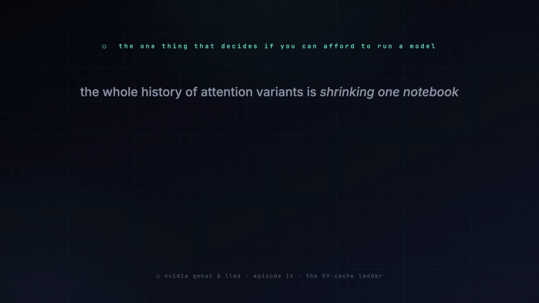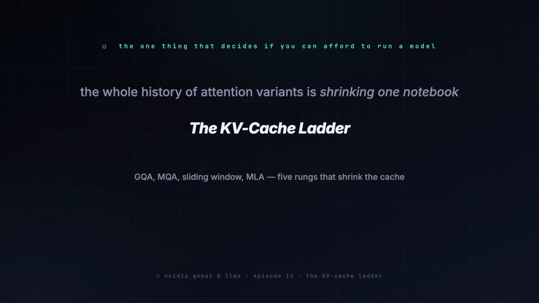Last episode, we swapped GPT-2 into a modern decoder, and I kept saying one swap matters more than the rest: grouped query attention, because the KV cache shrinks. Now I owe you that story in full. Because the KV cache is the single thing that decides whether you can afford to run a model, and there is a whole ladder of tricks to shrink it.